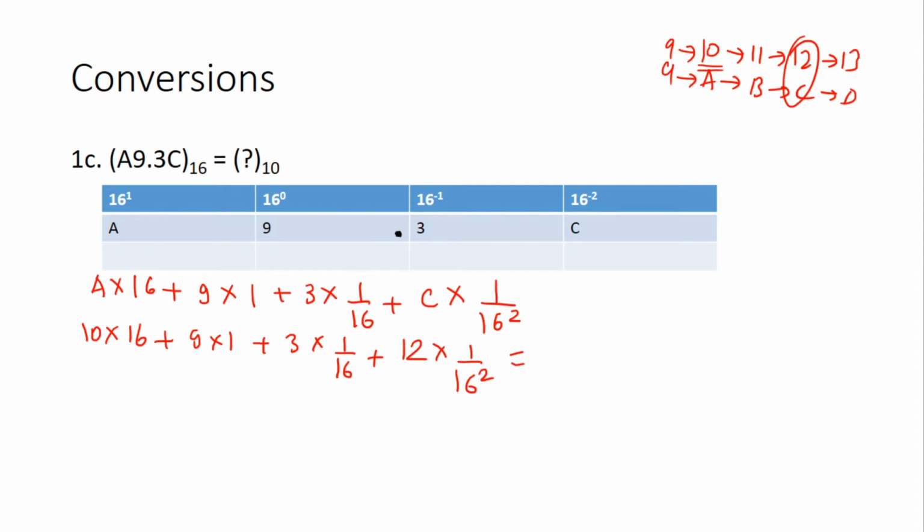So what we have at hand is the sum of products, and we're going to add these, and we'll get something like, let me just calculate it, 12 into 1 upon 16 square. So yeah, this is equivalent to 169.234 in decimal.